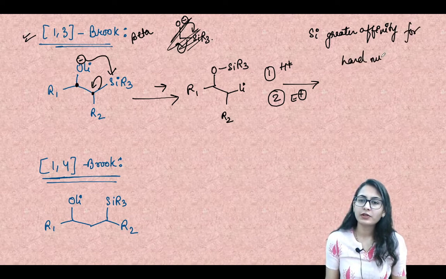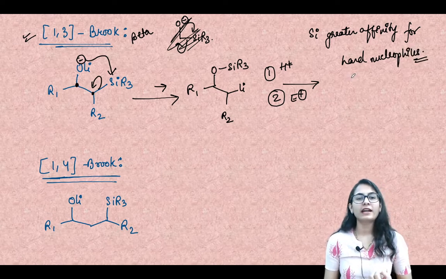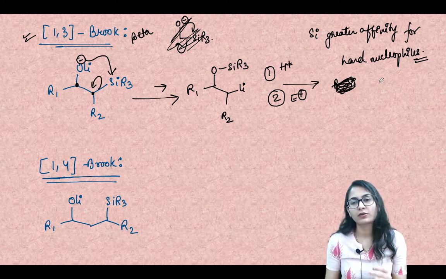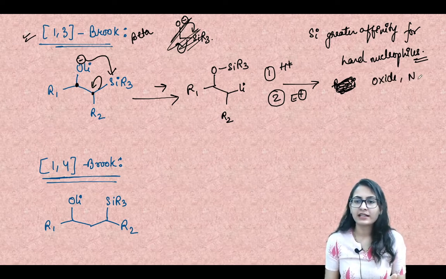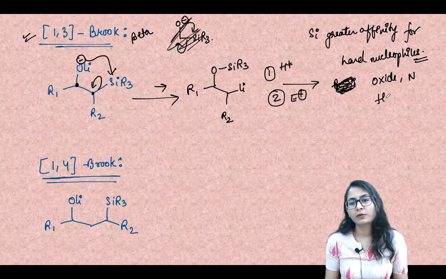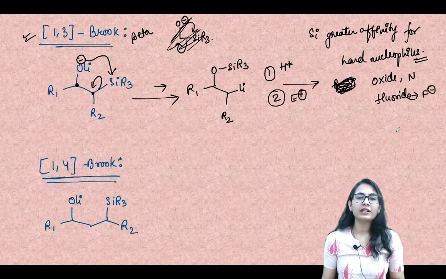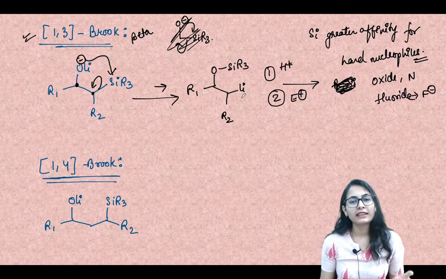What do I mean by hard nucleophiles? For example, the nucleophiles having the silicon, SiR3, it has an affinity for hard nucleophiles, for example the oxide nucleophiles and the amide nucleophiles, which is basically having nitrogen, or also with the fluoride.